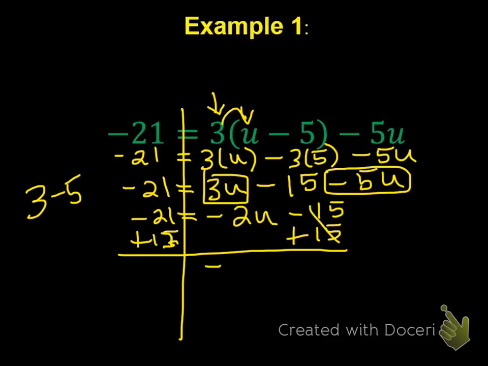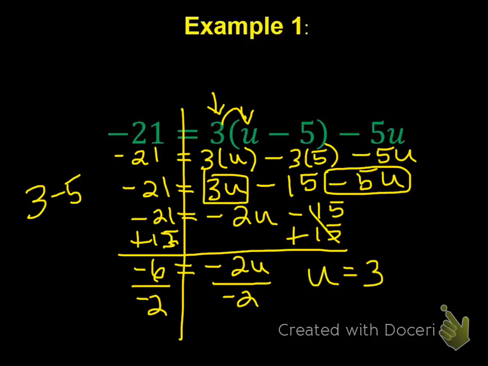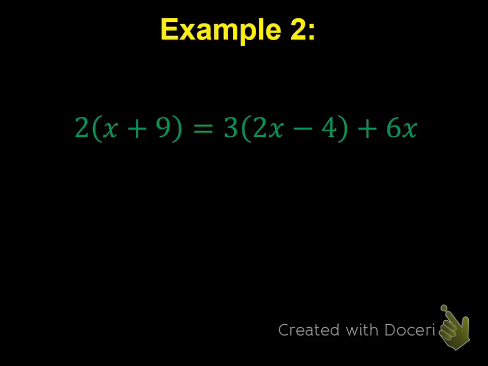These are gone. We have negative 2u equals negative 21 plus 15 is going to give me negative 6. Divide both sides by negative 2 because a number next to a variable means multiply. So negative 6 divided by negative 2, I see that u equals 3. You plug 3 back into the original equation and check your answer. Next, example 2.